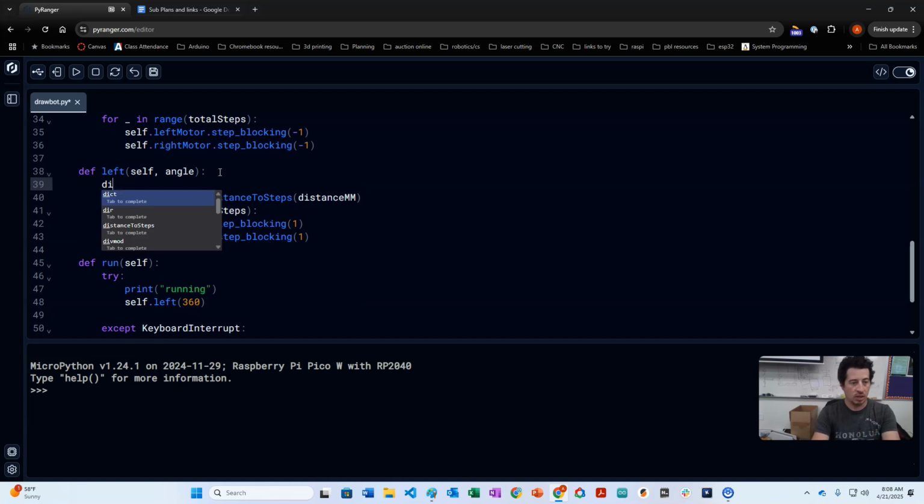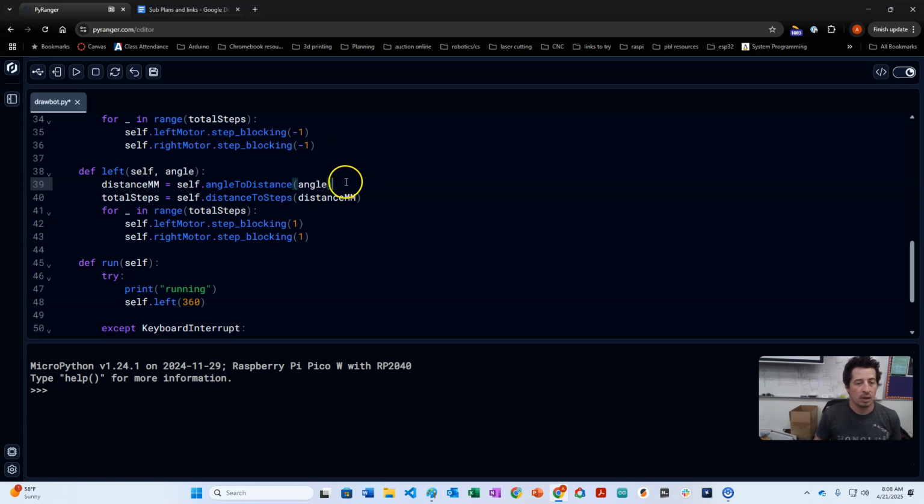So we're going to say distance equals self.angle_to_distance, and we'll pass in the angle. Then we're going to take that distance and turn it into steps. Since we're turning left, the left motor is actually going to go backwards and the right will go forwards, so it's going to turn in place. This is really important that we get this right.